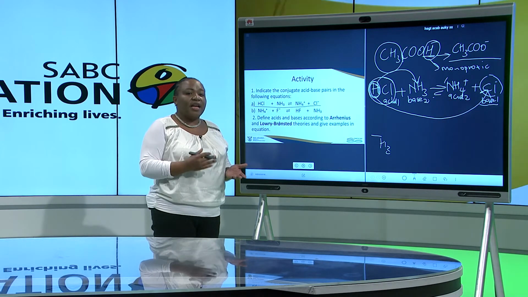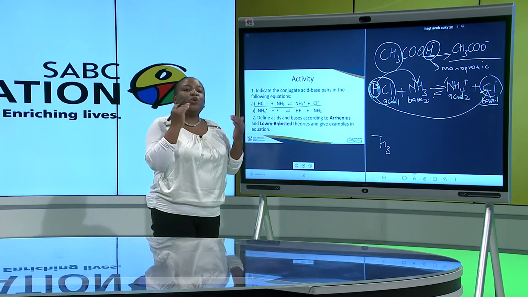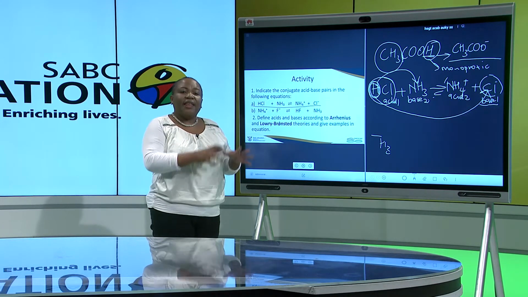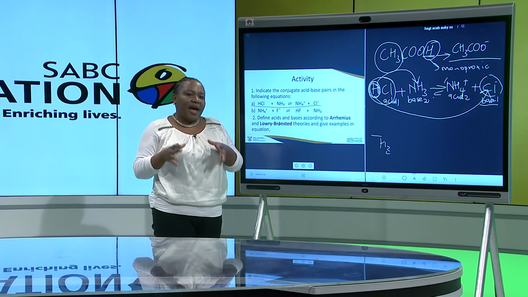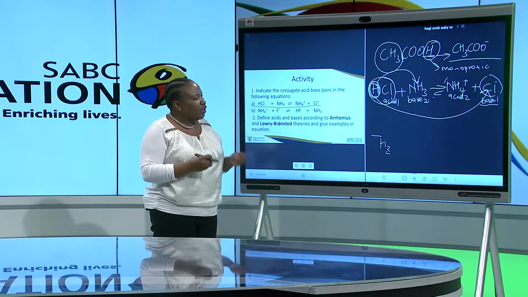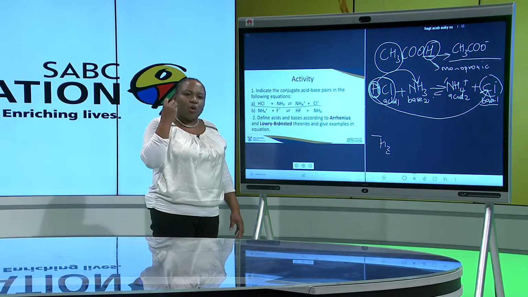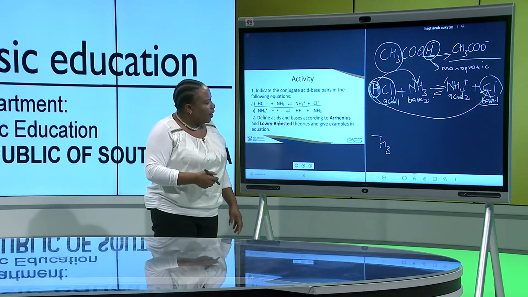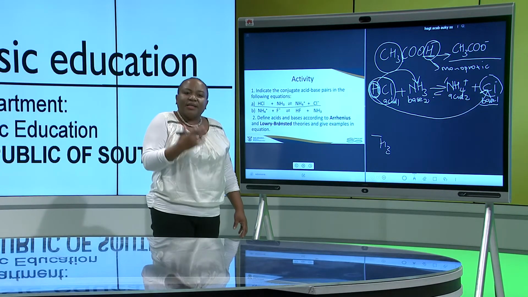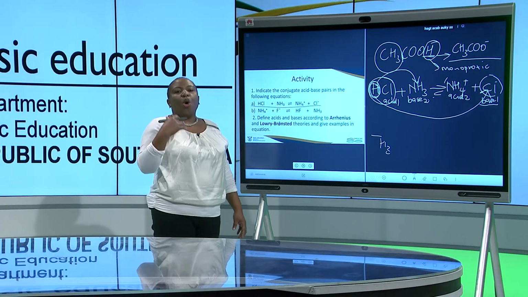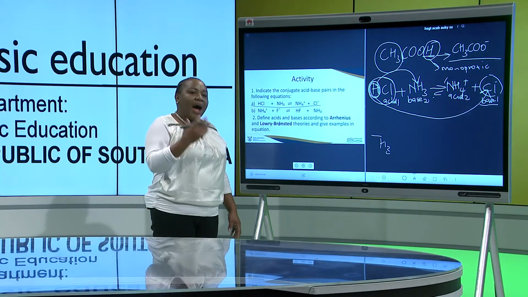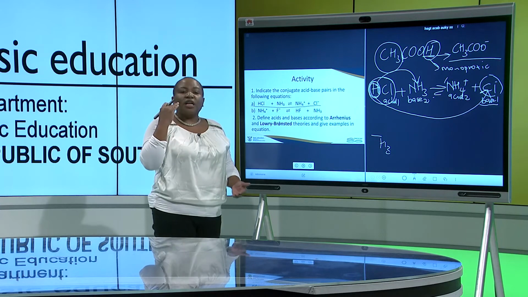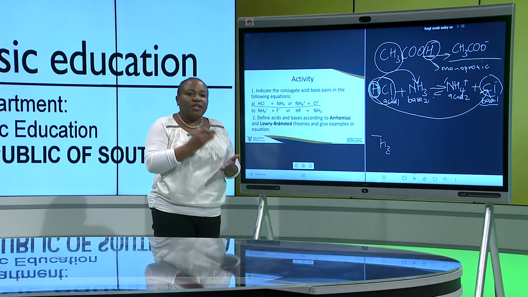So it is very important that you understand the 2 principles and you distinguish between the 2 principles, because the one doesn't say what the other one is saying. So it is very important to know it. And because this is also an exam question, you will sometimes be expected to define acid according to Arrhenius or Lowry-Bronsted, or base according to Arrhenius or Lowry-Bronsted. So you must be able to say who said what.